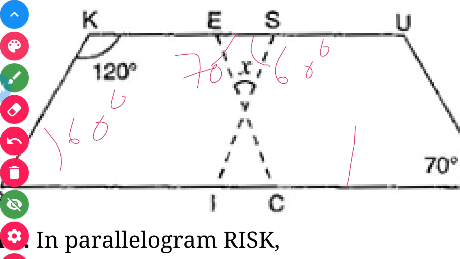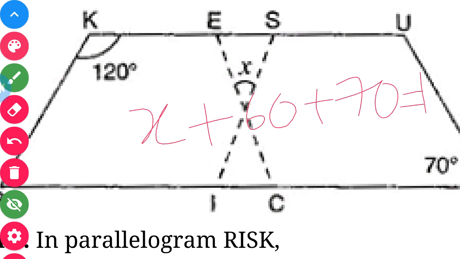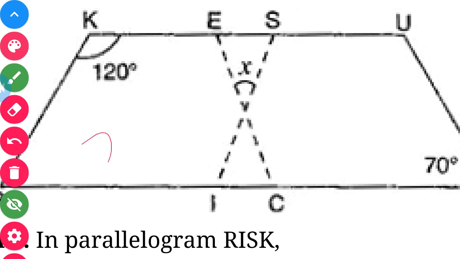And by the angle sum property of a triangle, we can find this x, because we know that x plus 60 plus 70 will give me 180 degrees. I'm talking about this triangle, children. So if I just add up, I get x is equal to 130.